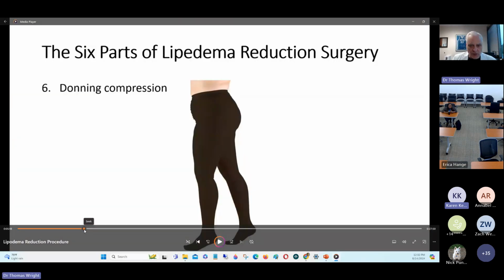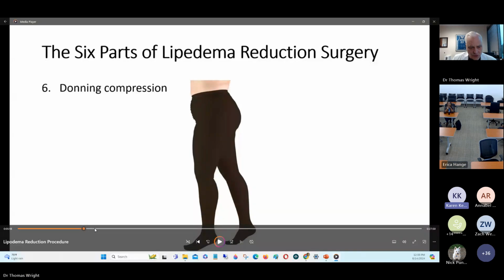The donning of the compression is key to this, because that holds, and that leads to not just skin retraction, but also helps return the lymphatic function. So we really use medical grade compression, and not what is typically done after a cosmetic liposuction. They usually use just sort of non-graduated and lower grade compression.